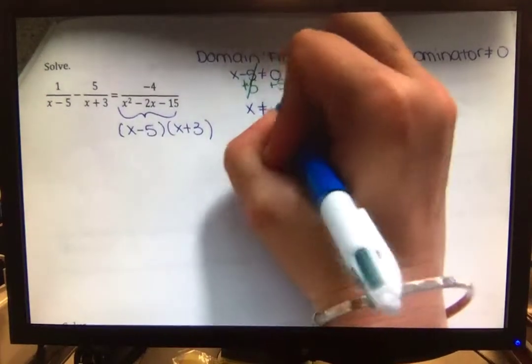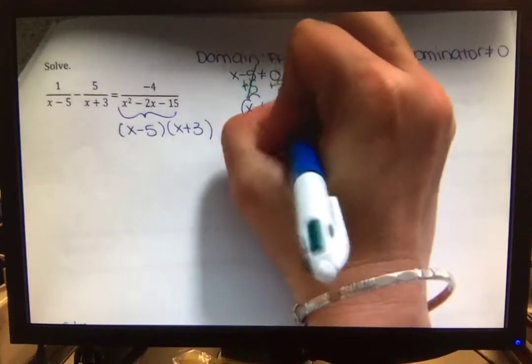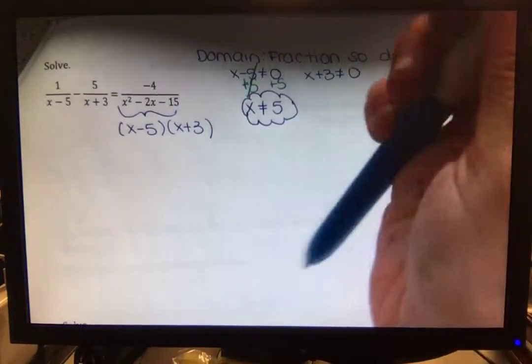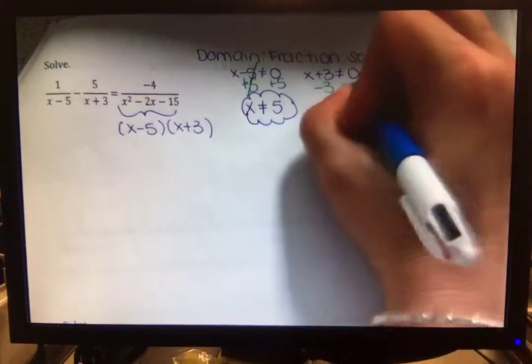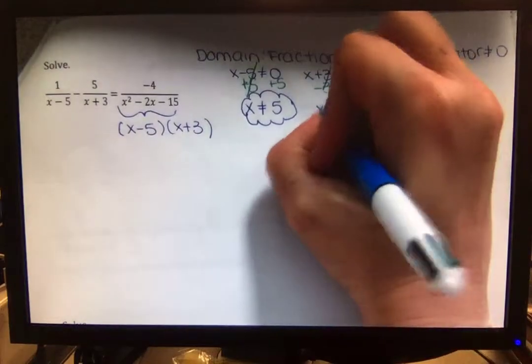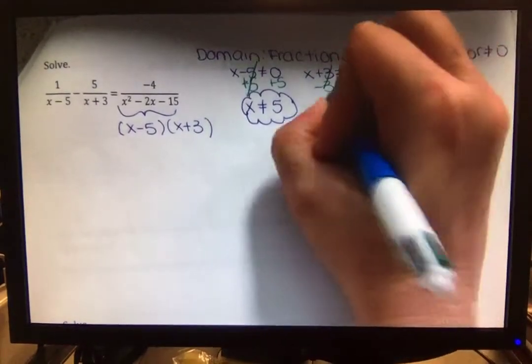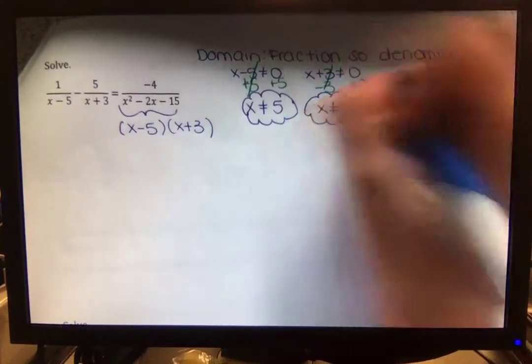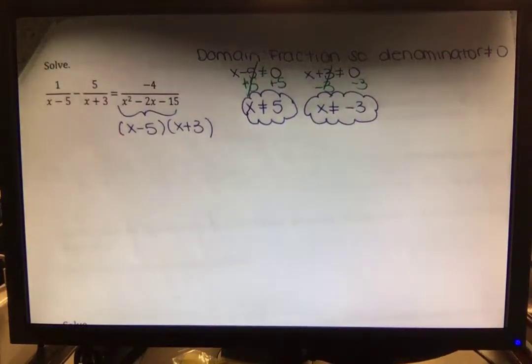So x cannot be positive 5, and x cannot be negative 3. So we found the domain. Now I want to get rid of the fractions. How do I get rid of the fractions? Multiply by the LCD. Good, thanks.